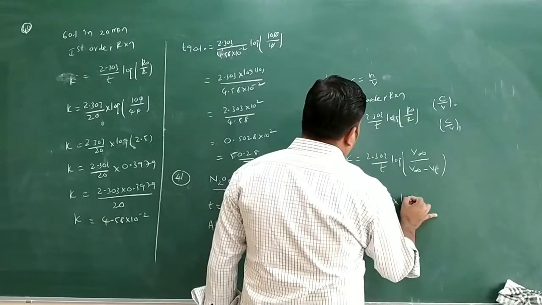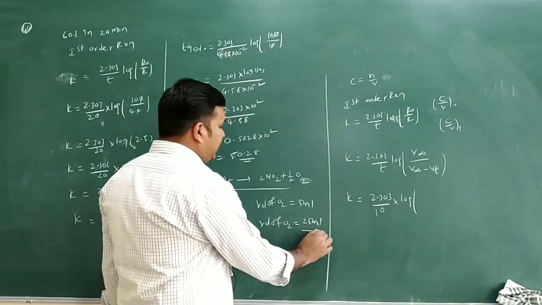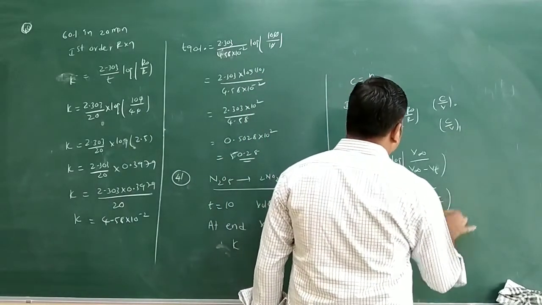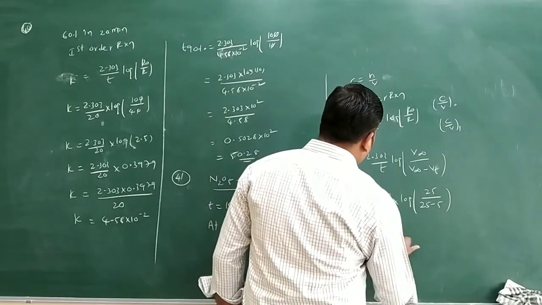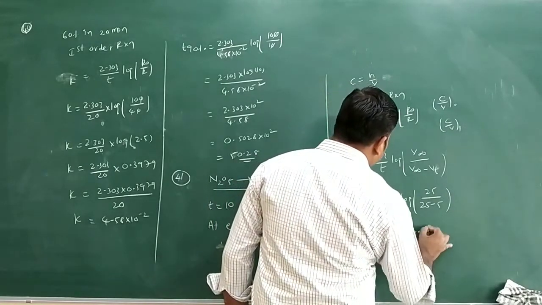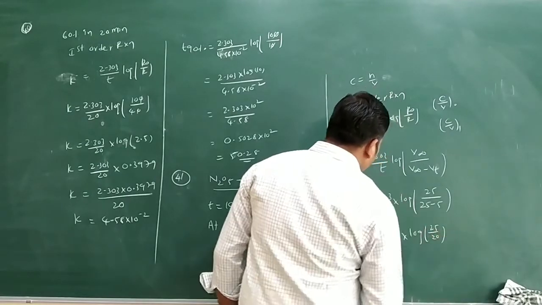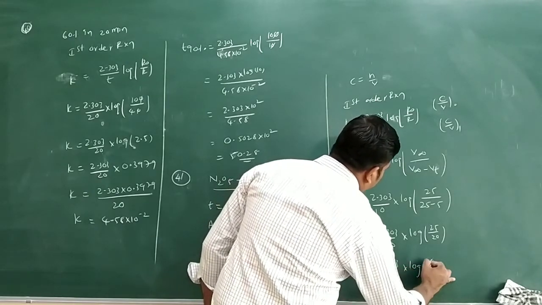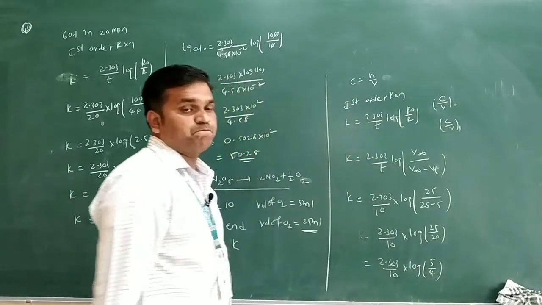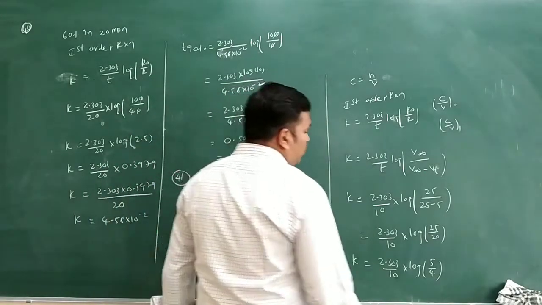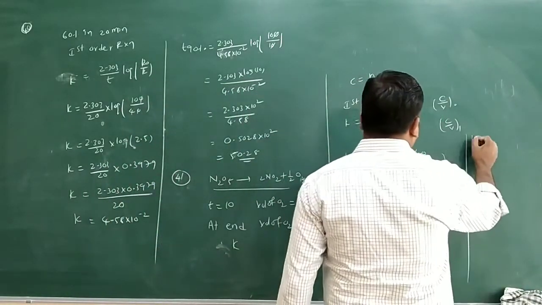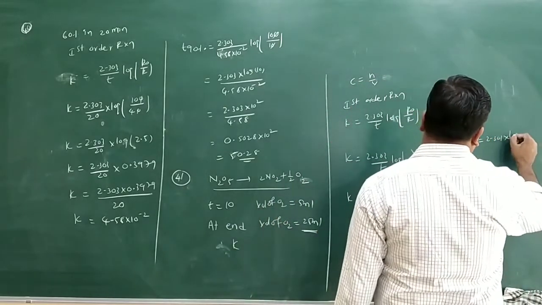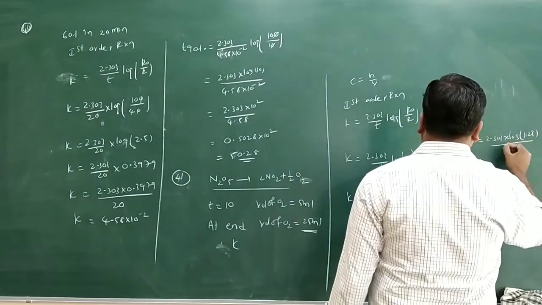This is into log V infinity. At the end of the reaction, what is the volume of O2? This is 25 by 25 minus 5. That you will get 2.303 by 10 into log 25 by 20. So you will get 2.303 by 10 into log 5 by 4. If you want to solve this, K is equal to 2.303 into log 5 by 4, which means log 1.25, by 10.